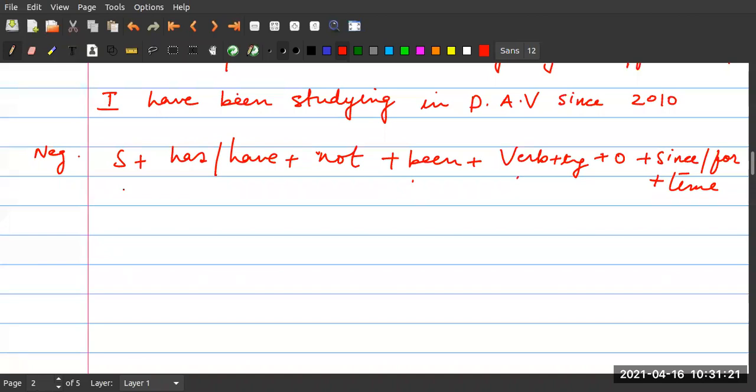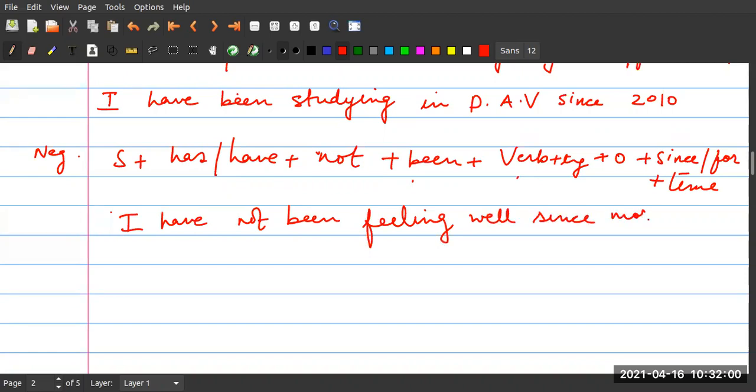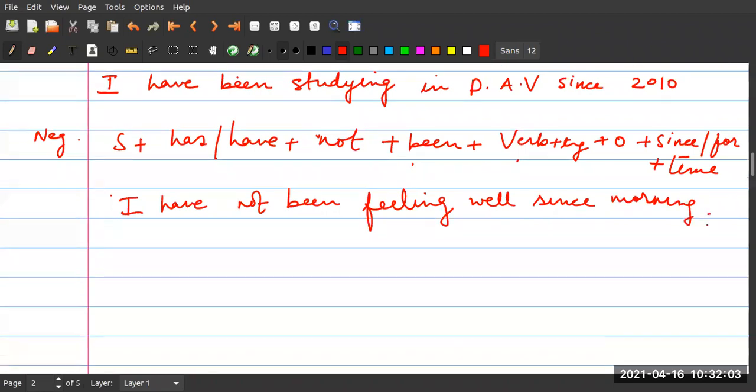Okay, Tanvi, answer. You have not been suffering from fever for 1 year. For 1 week. Srija, answer. I have not been feeling well since morning. Okay, yes. I have not been feeling well since morning, yes. Okay, so this is the structure of negative.